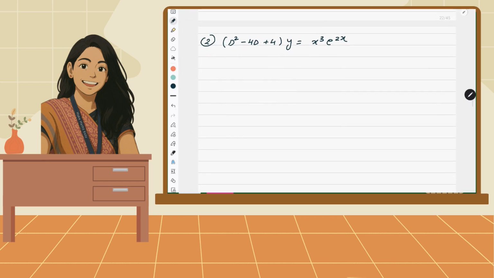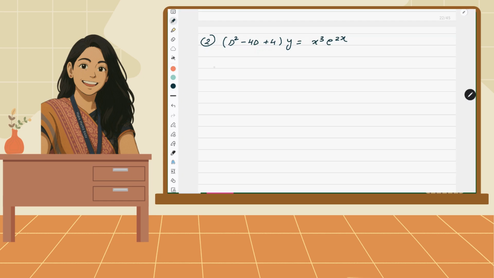Now I will suggest all of you to pause the video, give it a try and then see the solution. CF I am not doing. First step, you write down the auxiliary equation. The auxiliary equation will be m square minus 4m plus 4 is equal to 0. So m will be 2, 2. So your CF will be (C1 plus C2 x) e to the power 2x. It is a repeated root. If you have confusion in this, please go through the video based on complementary function. There are 2 videos for complementary function.